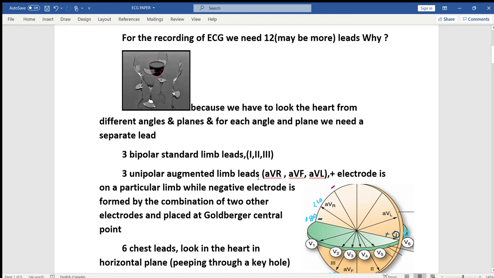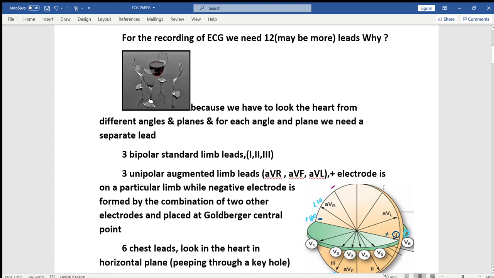Frontal plane means, if you take a wheel of a bicycle, suppose this yellowish one is a wheel of the bicycle, and these are spokes of that wheel. If you place that wheel over your chest wall in the front, this orange wheel, then this is your frontal plane, and your bipolar limb leads and unipolar limb leads are looking at the heart from the frontal plane.